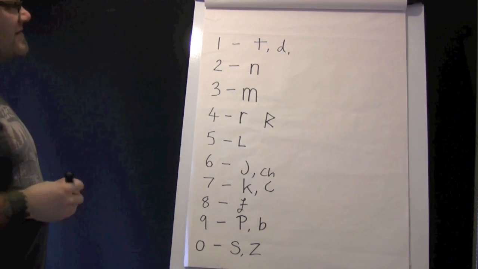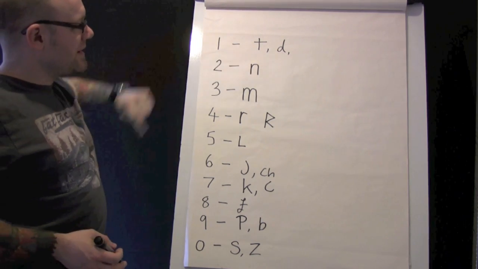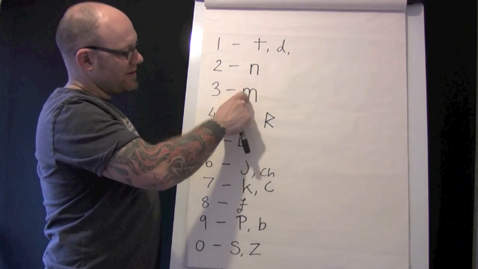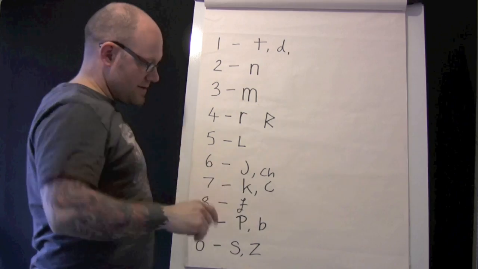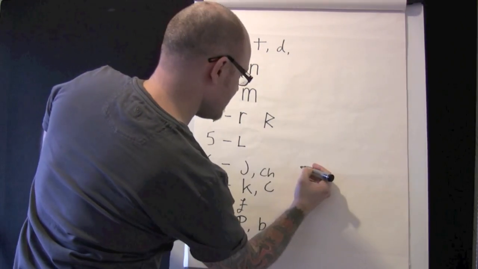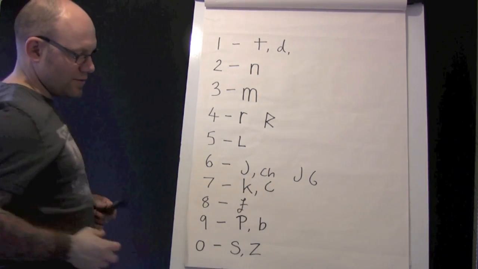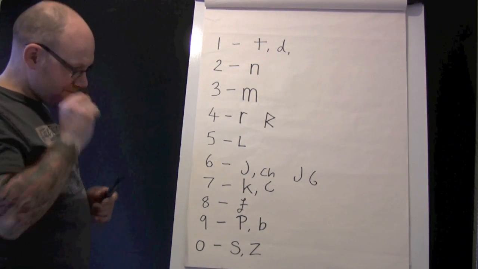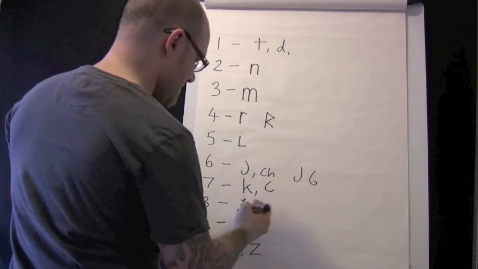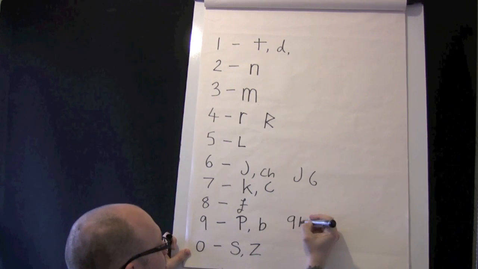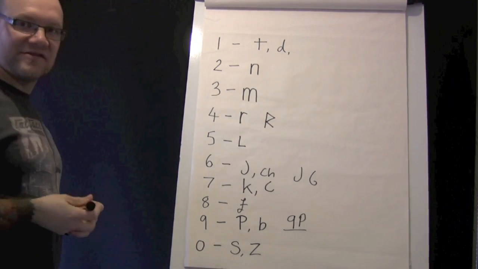So we have T, 1 vertical; 2 is N, 2 verticals; 3 is M, 3 verticals; 4 is R, 4 strokes; 5 is L, 5 fingers; 6 is J, which could be a back to front 6; K or hard C for 7; 8 is curly like an F; 9 is like a back to front P, hence the 9; and 0 is S or Z.